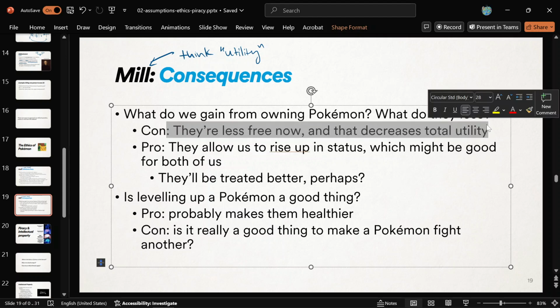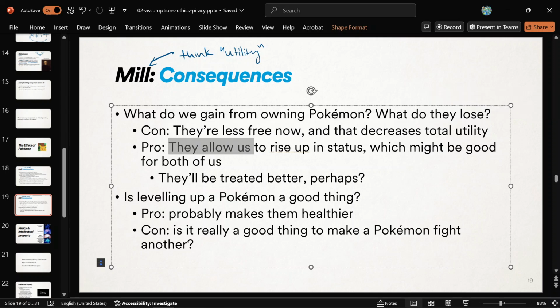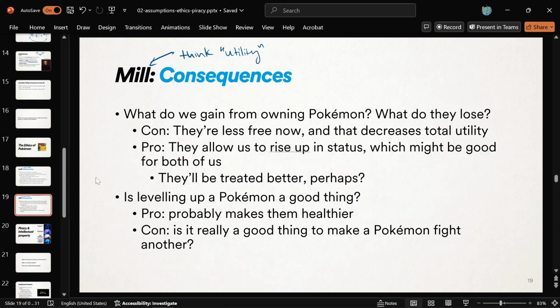That decreases total utility of the universe, right? But on the flip side, if you own Pokemon, they help us rise up in status, and that means they do too, and they also level up. They get stronger, get more healthy. They'll be treated better by people. They'll be put in magazines and go to resorts or something. So there's a weighing going on there. And that's what a utilitarian would use to come up with their final answer.